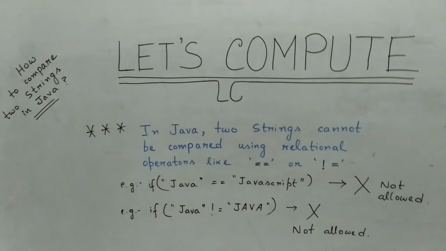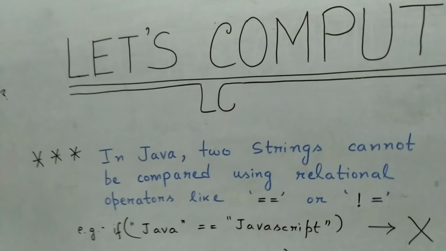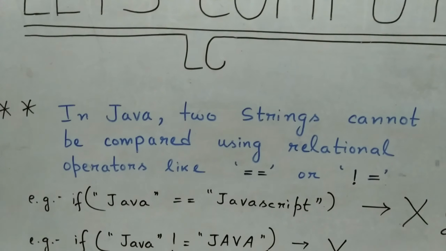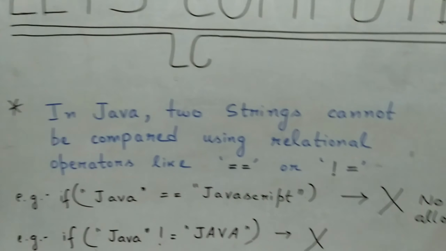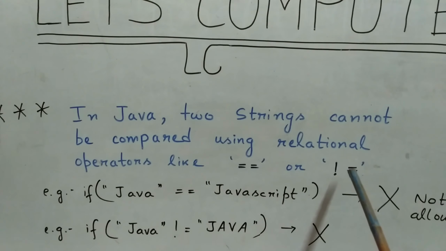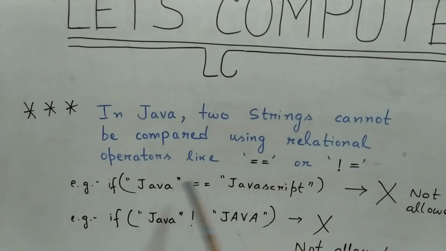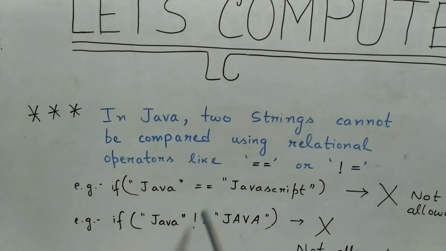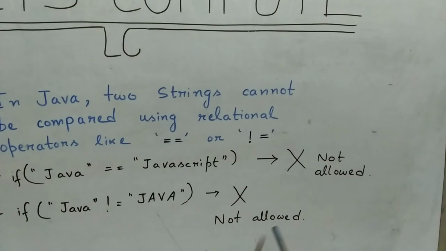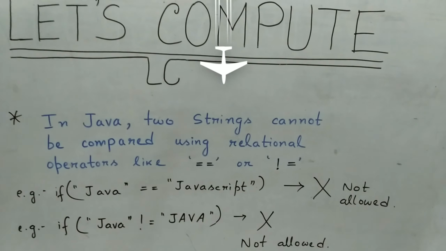Well, let us make it clear first. In Java, two strings cannot be compared using relational operators like equals to or not equals to. Hence, comparison of strings using these operators is strictly prohibited in Java. And the solution is here.